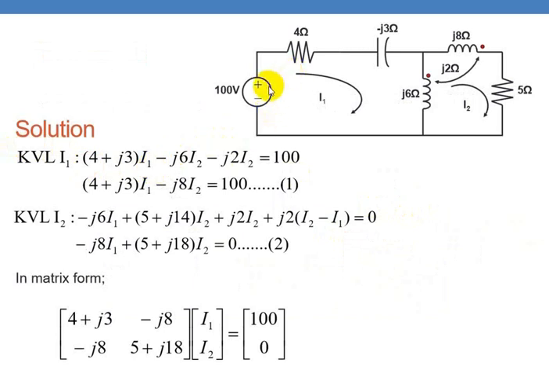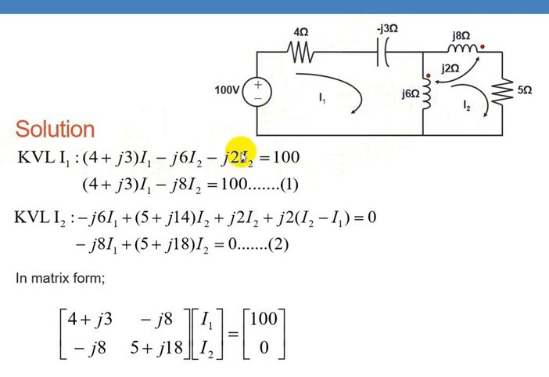So Z11 is nothing but we have to sum up all the resistance and reactances in this. So resistance is 4. Net reactance is minus j3 plus j6 is plus j2 into I1. Then coming to Z12, the element that is common between first and second mesh, which is minus j6 into I2.